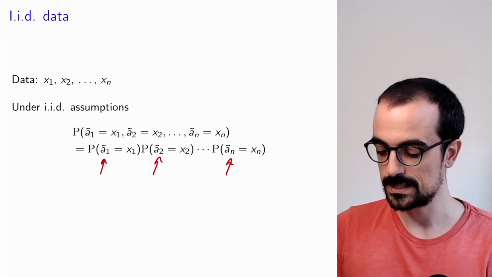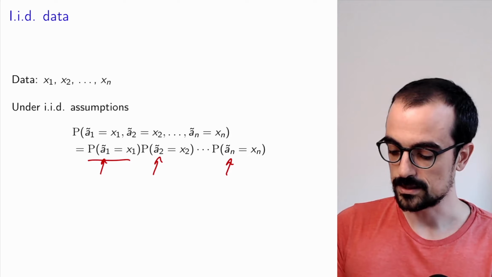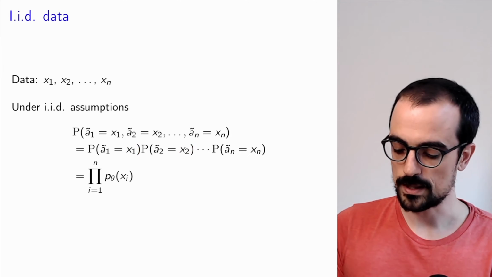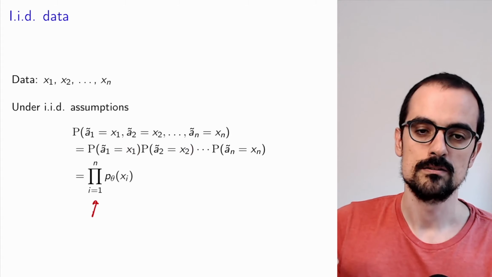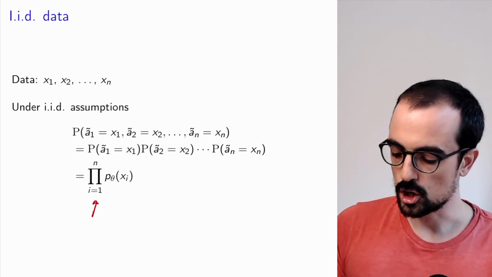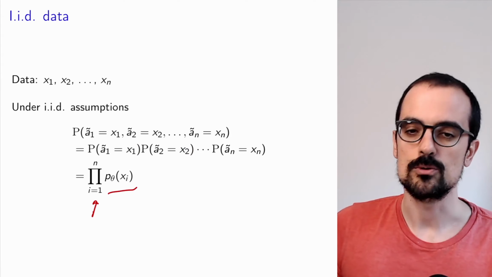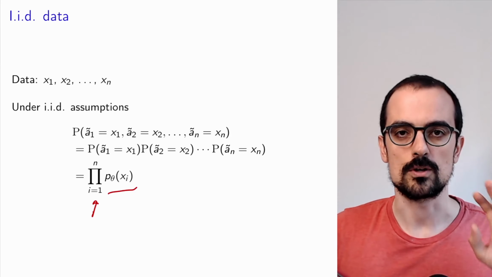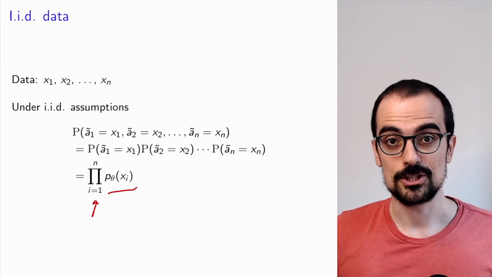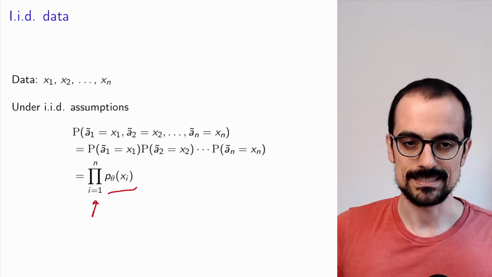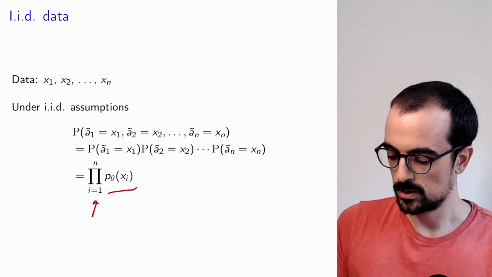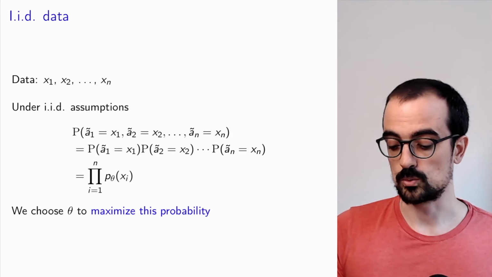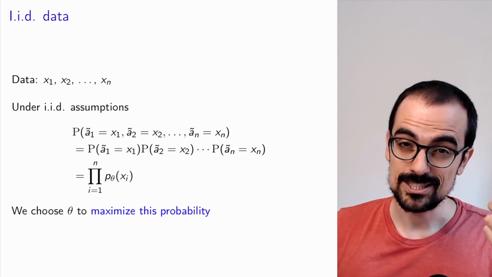So now all of these are just p theta at x1, p theta at x2, and so on and so forth. So we have this product. This just means that we're taking the product from i equals 1 to n of the parametric PMF evaluated at each of the data points. That's the probability of observing the data under the assumption that the parametric model holds and that theta is equal to whatever value we plug in here. So now what we're going to do is we're going to again change our perspective.